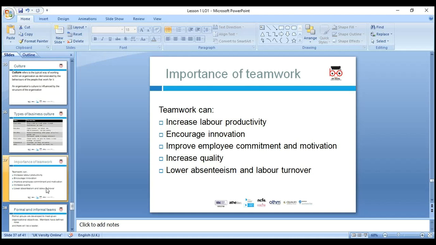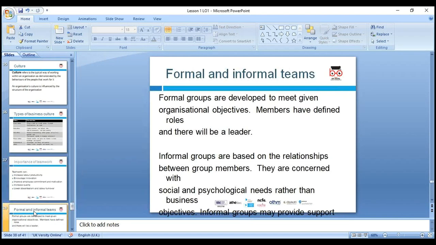Teams are important. So we need to be focused when we do the organization structure, on how we can divide people into teams. Teams are very, very important to improve productivity, in hospitality as well as in other industries. They increase labor productivity, encourage innovation, improve employee commitment, increase quality and lower absenteeism, meaning fewer people absent.